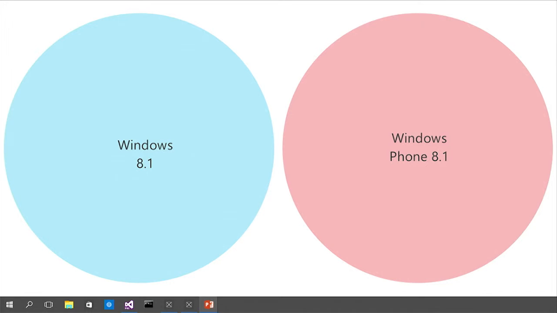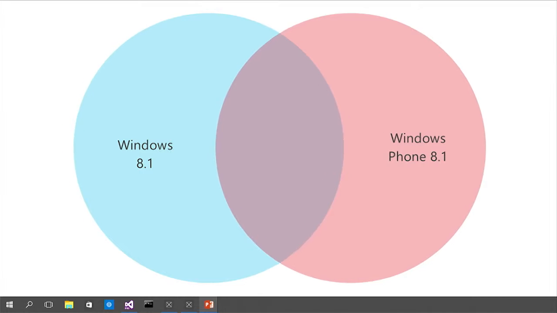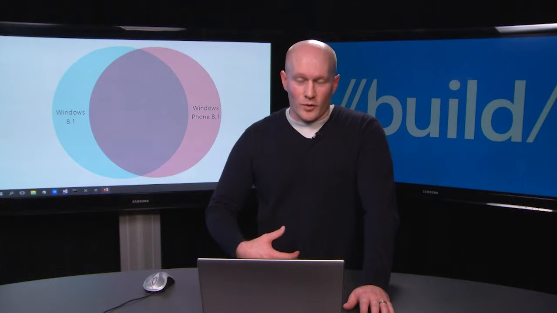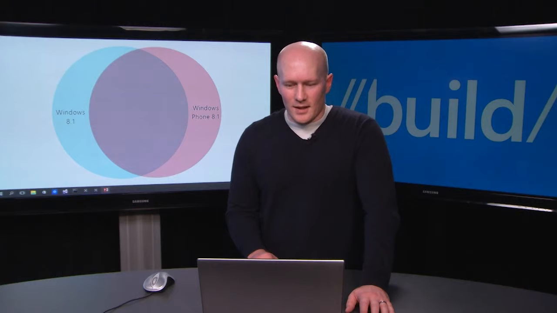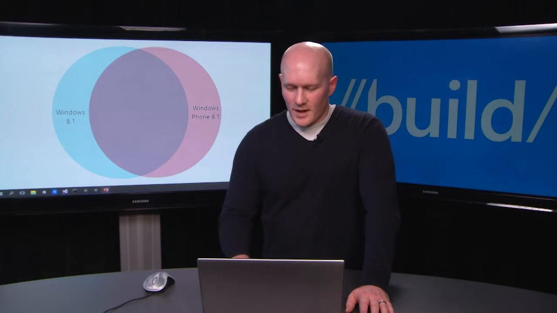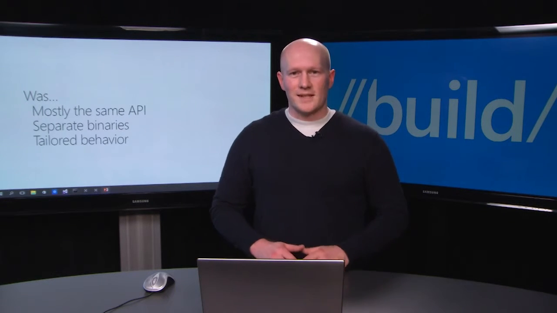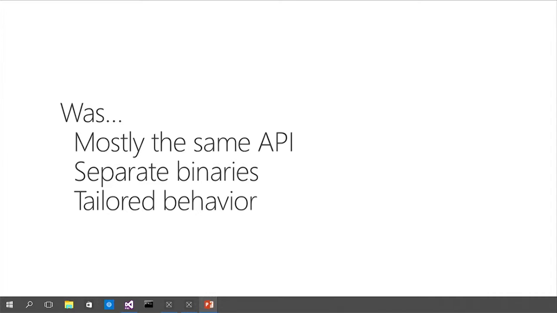And if you go back, there was a slide in the last Build conference that you may have seen, where we had Windows 8.1 and Windows Phone 8.1, and what happened was there was a lot of convergence. There was a lot of the APIs that were really the same, but there were still some things that were only on one platform or only on the other. And there were some areas where they were converged but had different behaviors. In the area of commanding, this was true. So what we had was mostly the same API, but we had separate binaries and we had some tailored behavior.